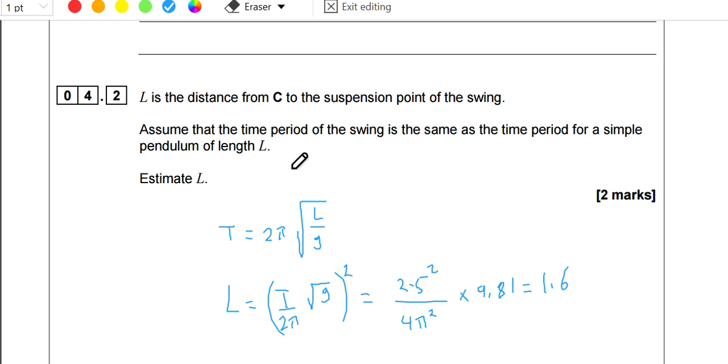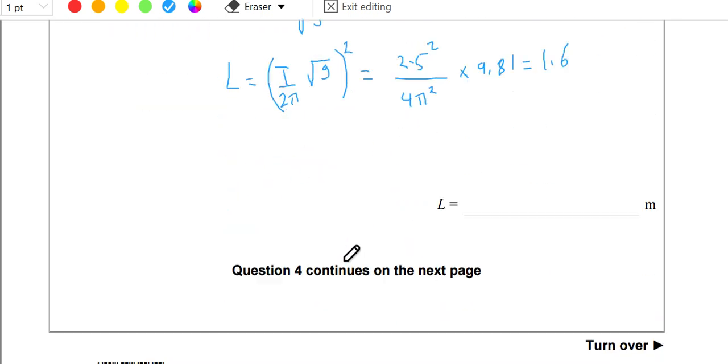Assume the time period for the swing is the same as for a simple pendulum of length L, and find L, which is the length of the chain in this question. We have the formula for a simple pendulum. To find L, we simply rearrange, and it is easy to find the answer.